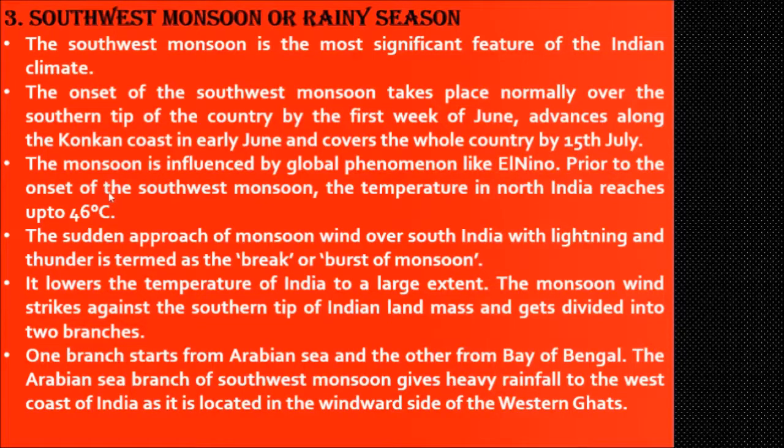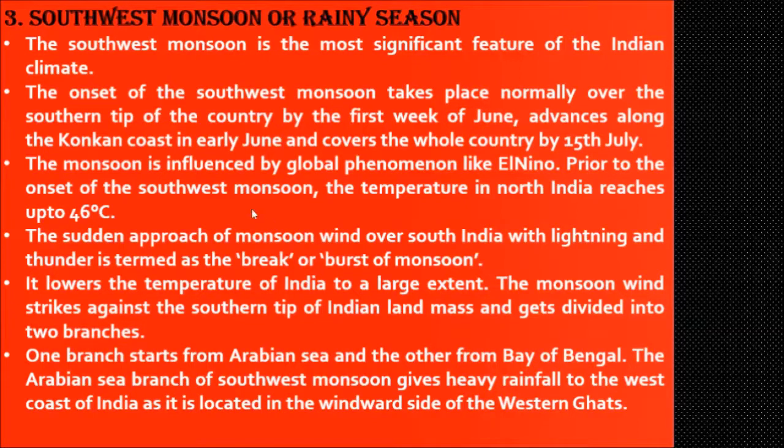But these days, because of natural disasters and human influences, the climate has changed according to the months, right? The monsoon is influenced by global phenomena like El Nino. Prior to the onset of the southwest monsoon, the temperature in North India reaches up to 46 degrees C. So the monsoon is influenced by what? Global phenomena.